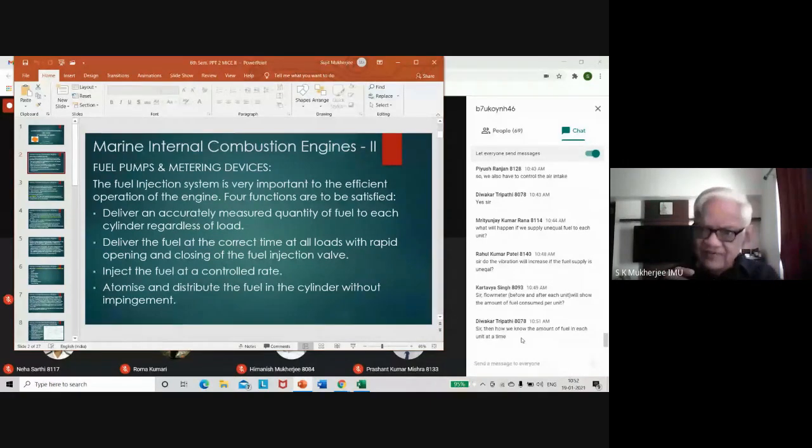You get it? It will remain stuck. But the other units will all move to 60, value 60 on the scale, which is marked on the fuel rack. So reading that scale is the only way to know how much fuel is going into the engine. Okay, Divakar, we will come to this reading of the fuel rack.